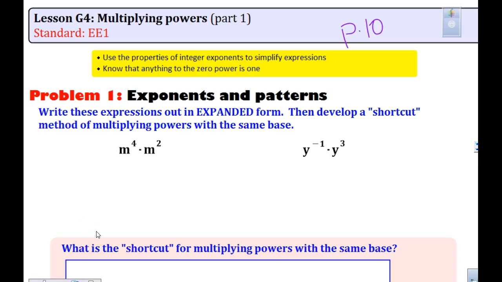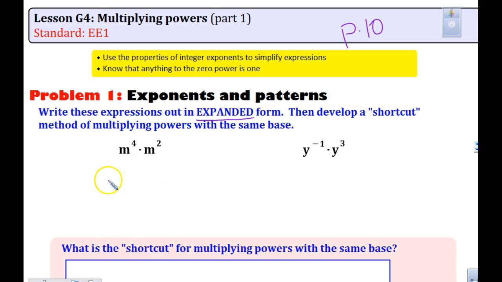Part 2 for G4. So G4, and then there's going to be another part of it. We're going to use our properties. So we want to write this out in expanded form. And anytime you're on a quiz for me and you get stuck and can't remember the rules, write it out in expanded form. The reason we're going to do expanded is because we want to try and get a shortcut that would help us.